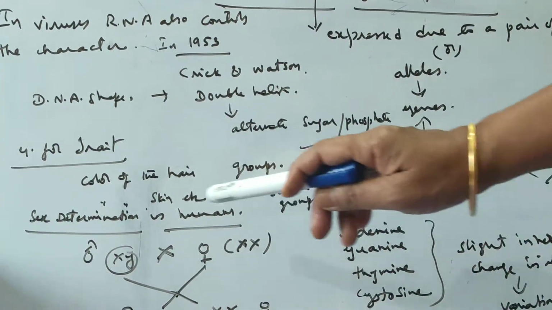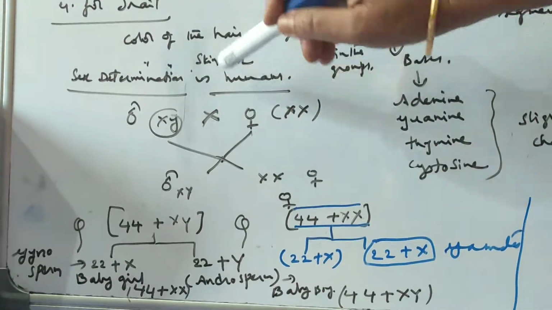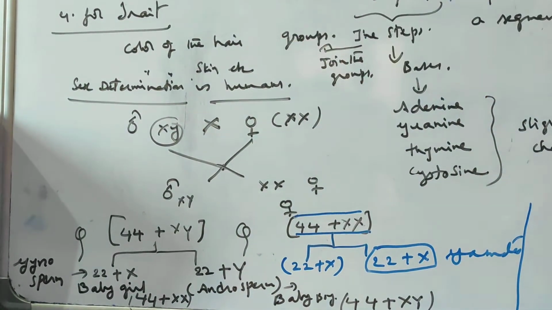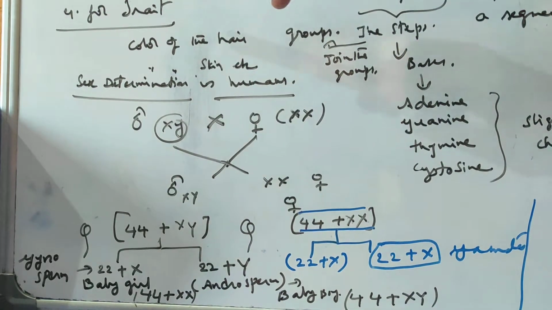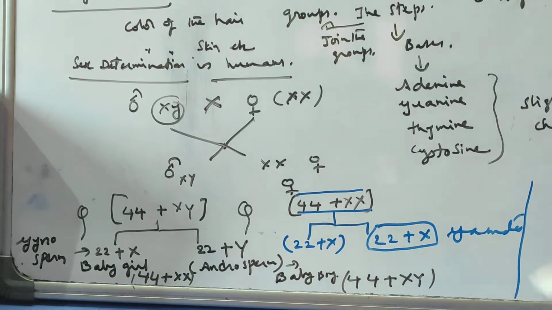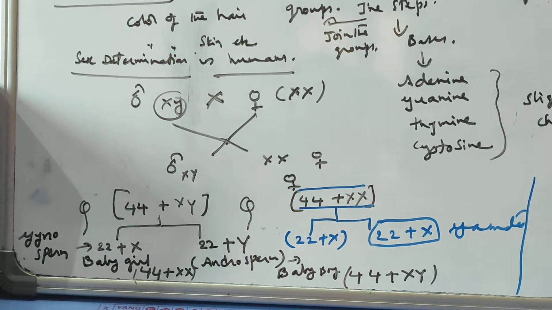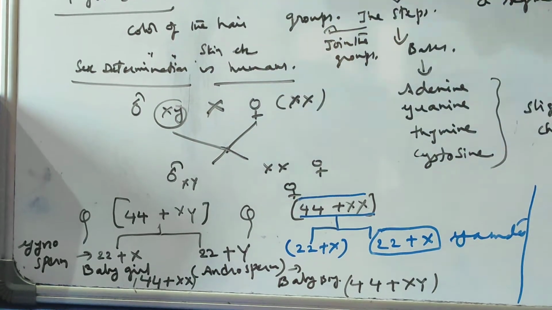Then sex determination. Here, as examples of traits, I have given the color of the hair and skin. Sometimes suddenly you will see the color of the hair changed in the progeny. Sometimes the skin color also changes in the progeny. So that is a trait, and that will be carried.